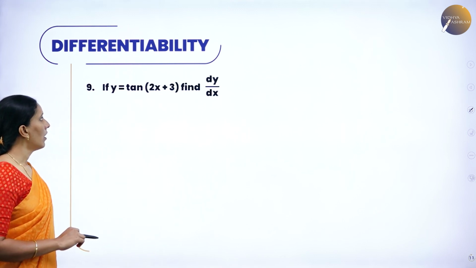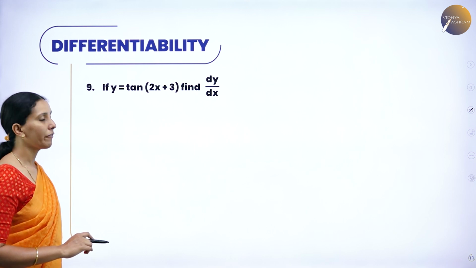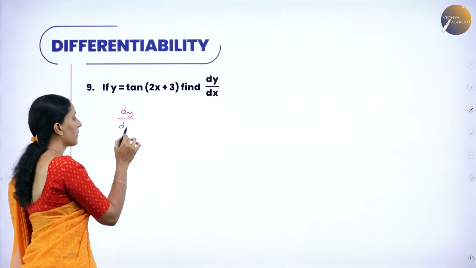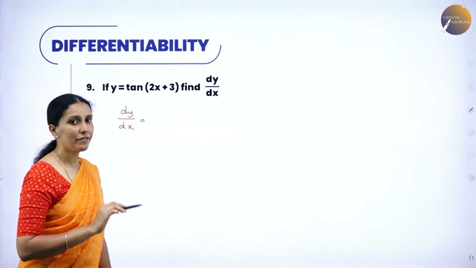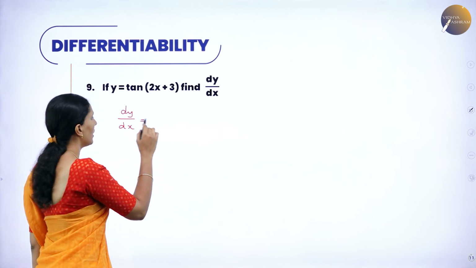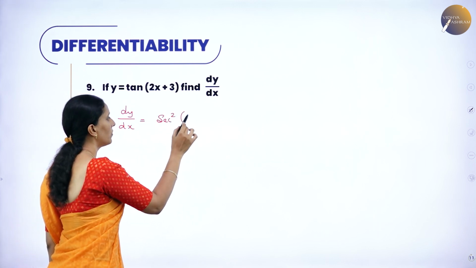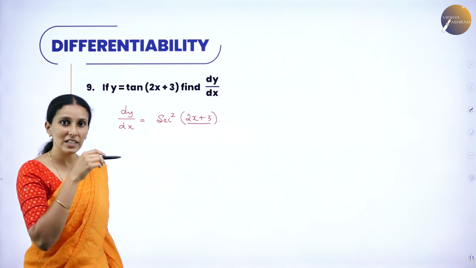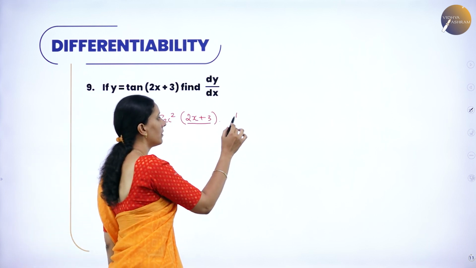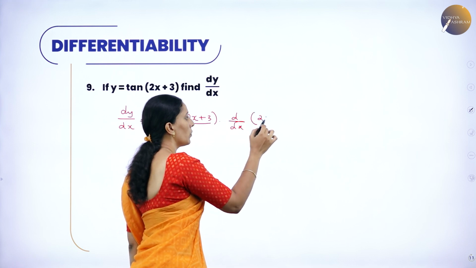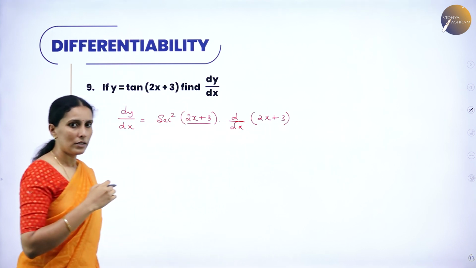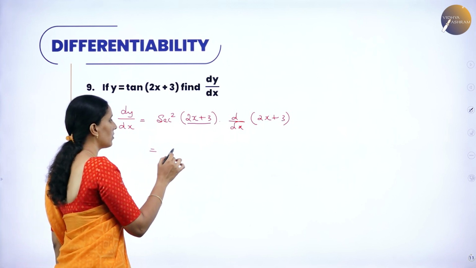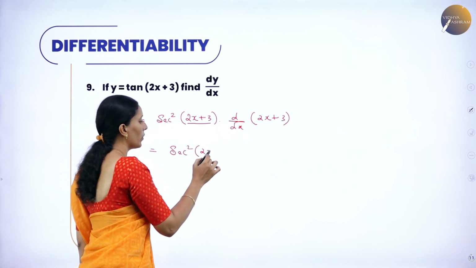Next, y is equal to tan of 2x plus 3, find dy by dx. So let me write dy by dx. What is the derivative of the tan function? It is secant square function. So here it becomes secant square of 2x plus 3. Again we have to derive the polynomial function which is inside the tan function. So let us derive d by dx of 2x plus 3. You have to derive using the chain rule, directly go on deriving each and every function given. So this becomes secant square 2x plus 3.